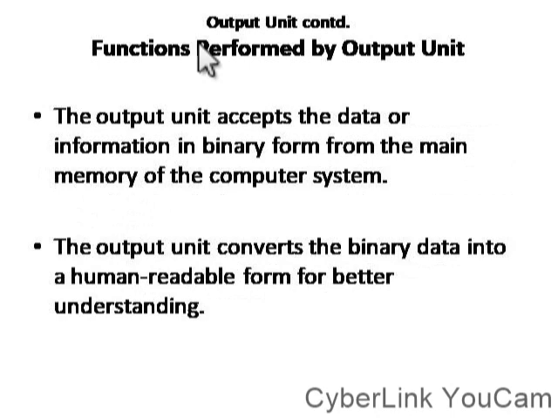Now what functions will the output unit perform? The output unit accepts the data or information in binary form from the main memory of the computer system. So here we can say that when we were inputting data, that data was converted to machine or binary format. Now, because humans cannot understand machine or binary format, it is the sole responsibility of the output unit to convert the binary data into human-readable form for better understanding.